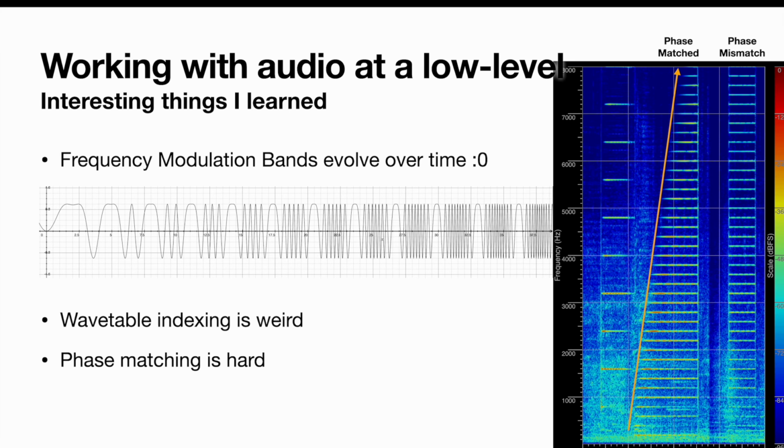I also learned a lot of interesting things, like frequency modulation bands evolve over time and you don't see all the harmonics appear all at once, and the way you fix that is by using a randomizer for the starting index. Wavetable indexing is not as easy as just read things faster when you have to deal with things like the sampling rate, and phase matching algorithms are very hard to do, especially when phase matching starts taking time and delaying things out of phase.